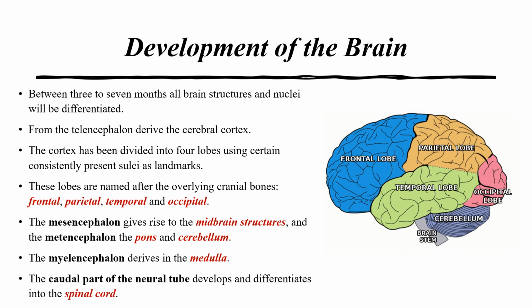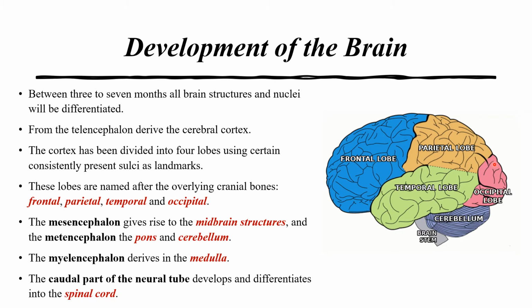So between 3 to 7 months, all brain structures and nuclei will be differentiated. And then from the telencephalon derives the cerebral cortex. The cortex has been divided into 4 lobes using certain consistently present sulci as landmarks. So the ones we call sulci, guys, are these. Yan. Yung nasa gitna nila. Yung mga nagdi-divide dun sa mga major lobes na yon.